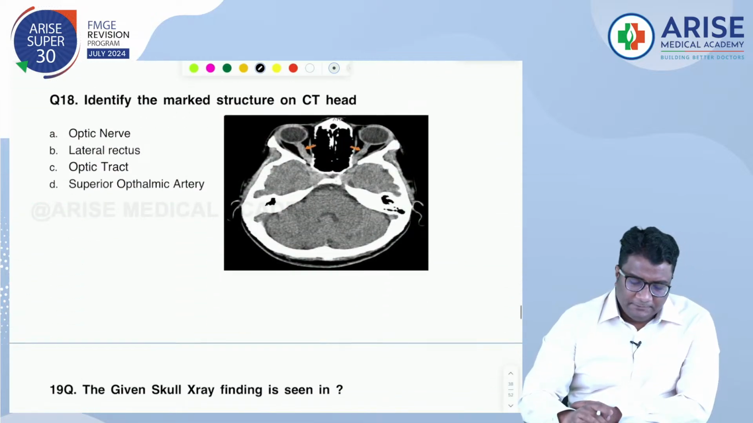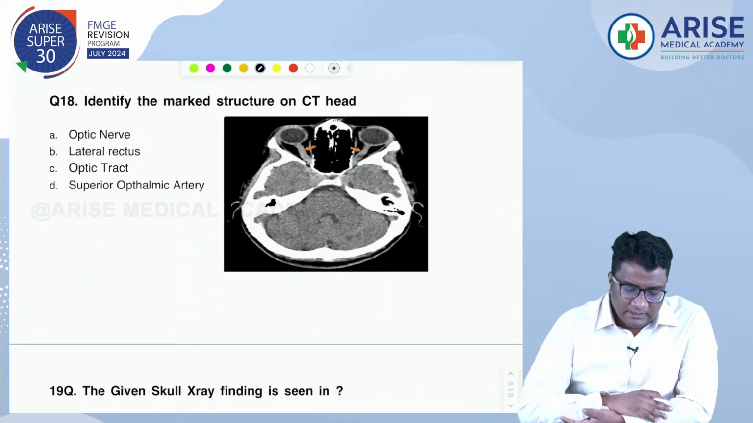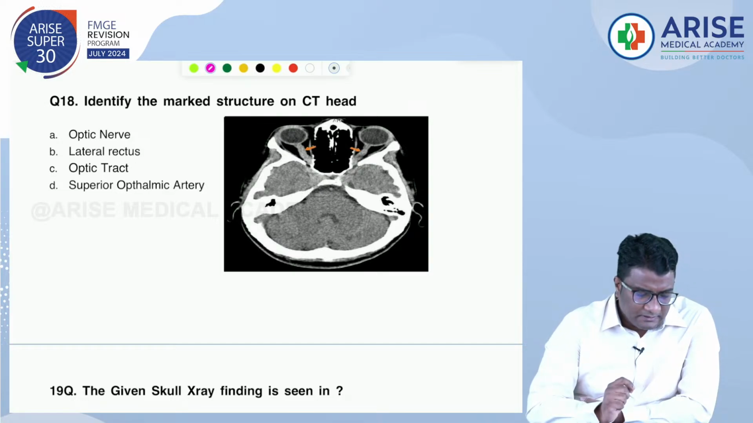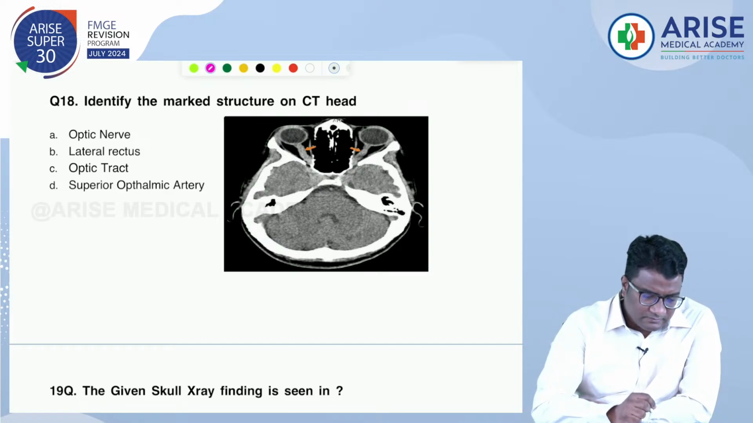Let's come to the next one. Identify this marked structure on the CT head. What is this marked arrow showing you? So you can identify it easily. What do you think this is? Very good. This is the optic nerve.